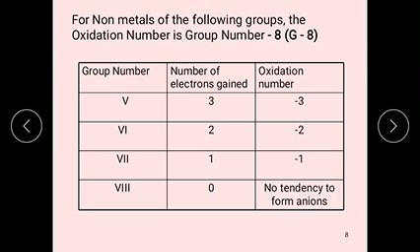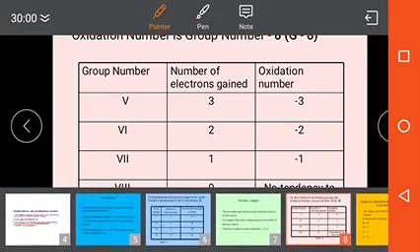For the eighth A group elements, the oxidation state is 0 because there are no valence electrons to fill in their outer shell, since the orbitals are already fulfilled. So there is no formation of ions. If it forms, then it may have higher reactivity in nature.